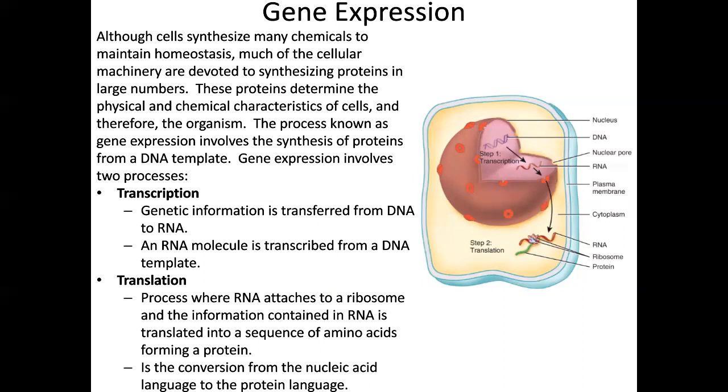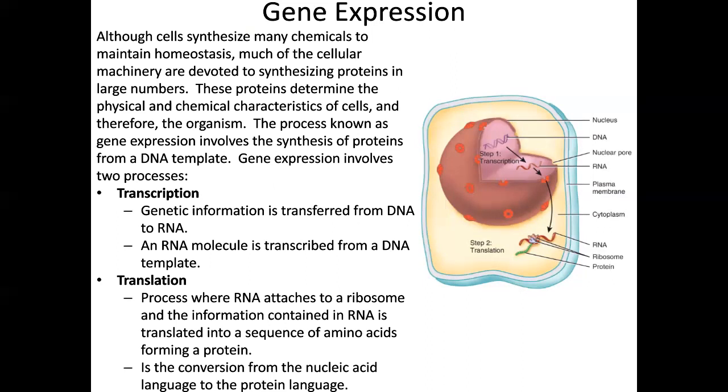Although cells synthesize many chemicals to maintain homeostasis, much of our cellular machinery is devoted to synthesizing proteins in large numbers. And that's because, as we know, if something's happening in the body, there's a good chance a protein's doing it, right? So we're needing to make proteins all the time because they do so many different things for us. Okay. So these proteins are going to determine physical and chemical characteristics of cells and therefore us, the organism.